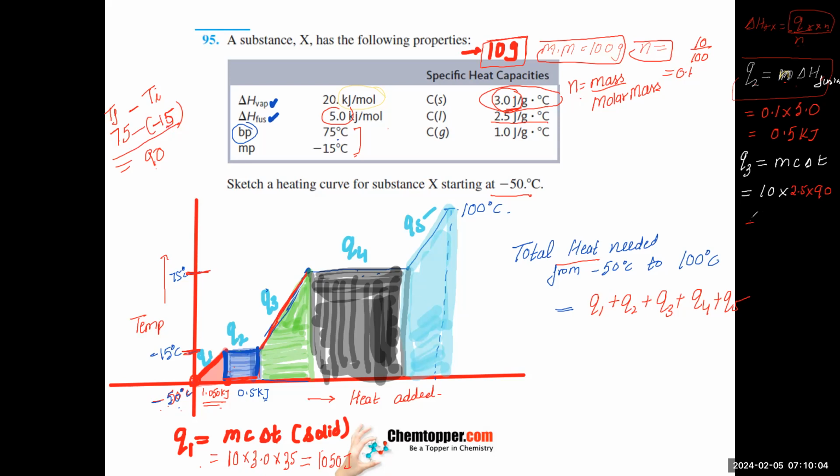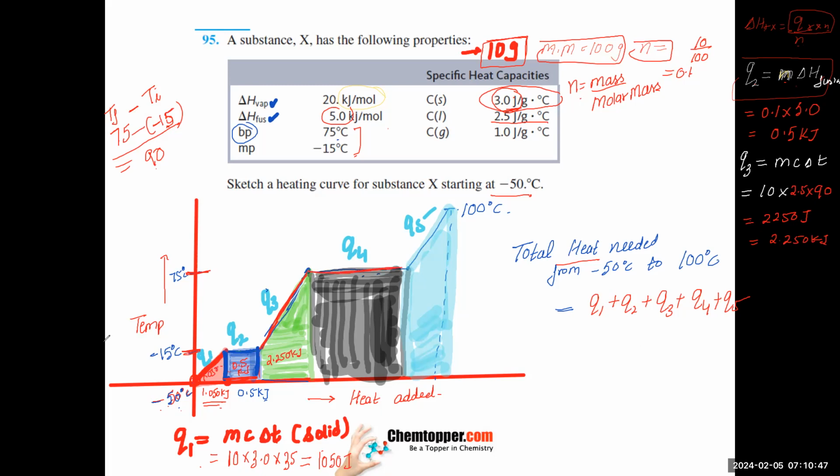How much in joules and then in kilojoules? Calculate it. 2250 joules, which I can convert into kilojoules, 2.250 kilojoules. So I'm writing here, this is 2.250 kilojoules. This one, 0.5 kilojoules. This one, 1.050 kilojoules.